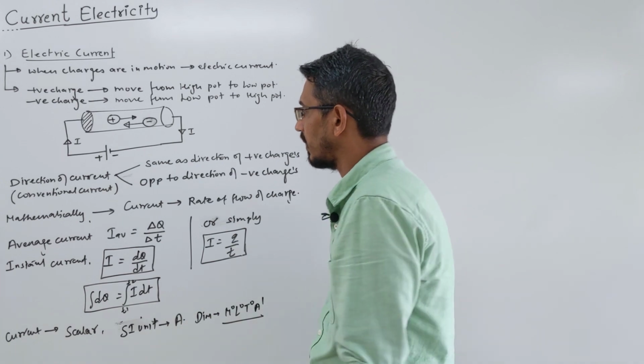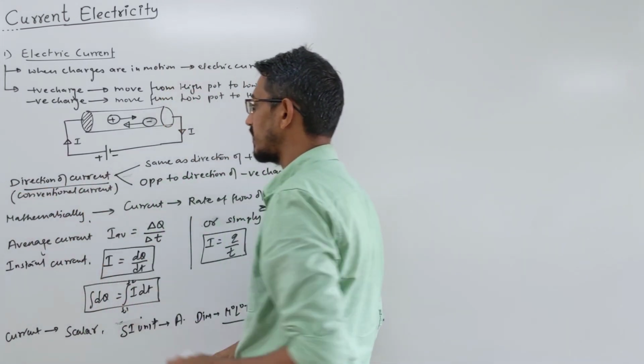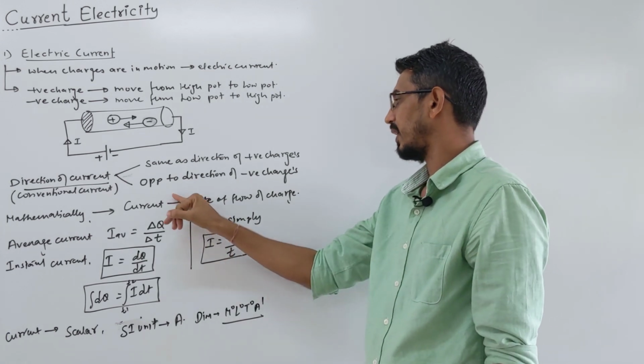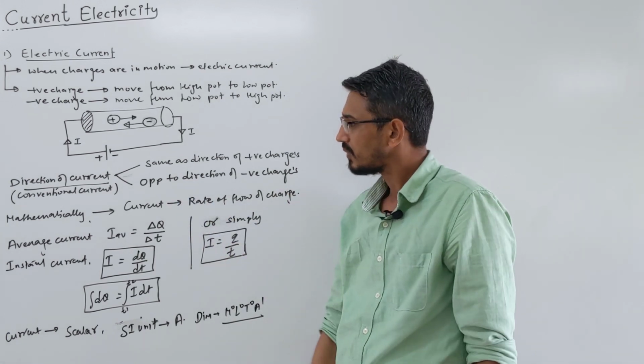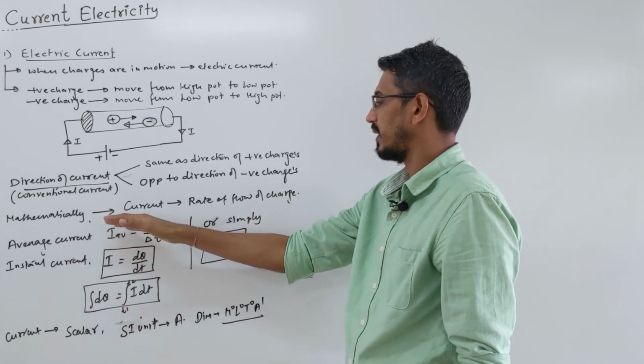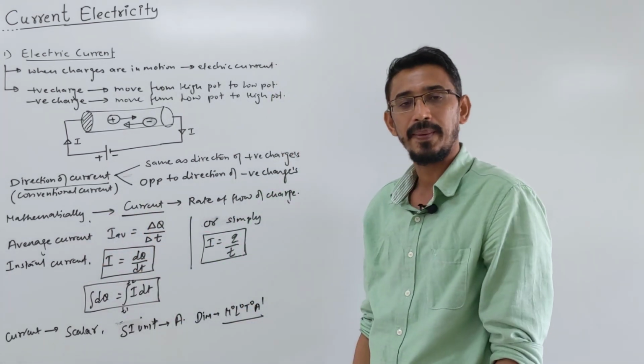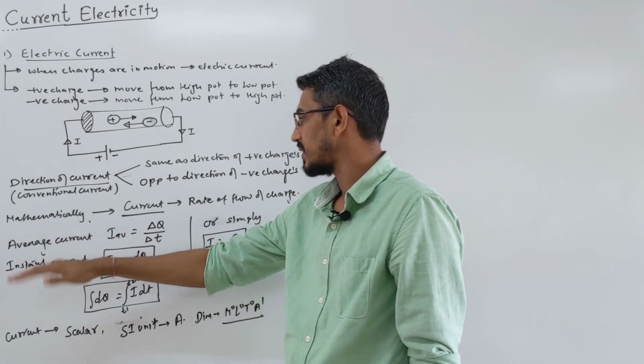How do you tell the direction of current? Direction of current, also called conventional current, is the same as the direction of positive charge flow, or opposite to the direction of negative charge flow. Then how do you define in mathematics that current is nothing but simply the rate of flow of charge? Correct? Yes.